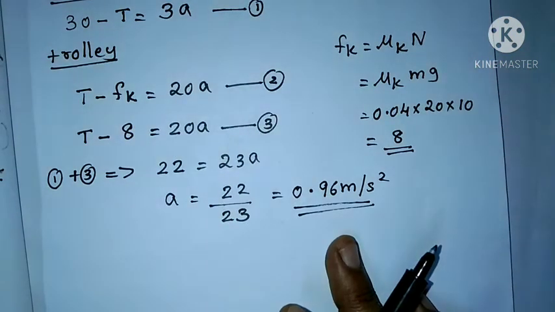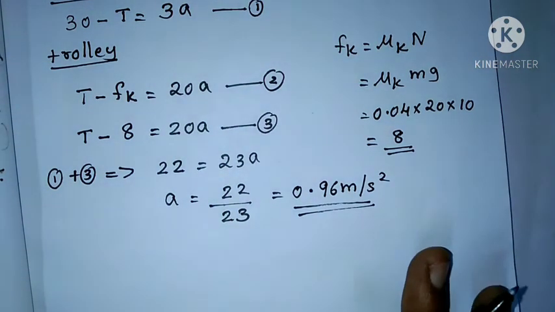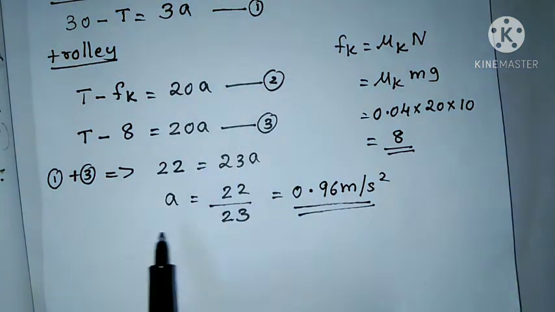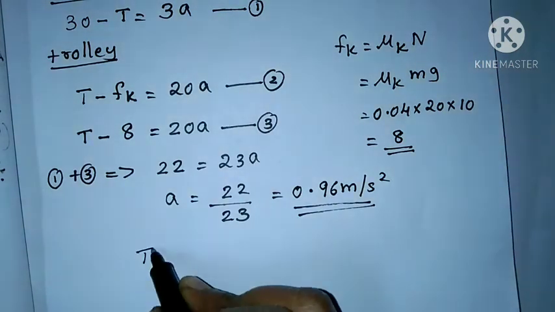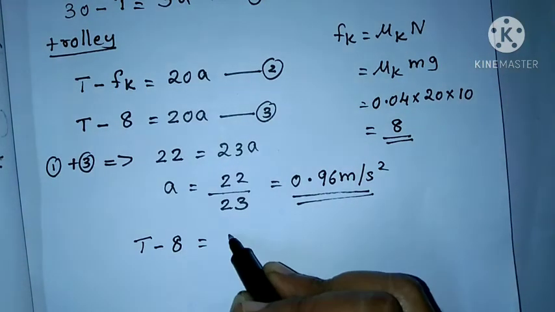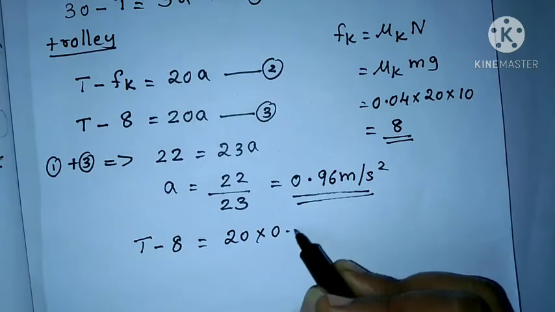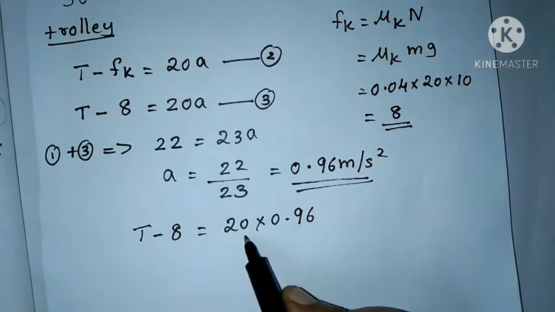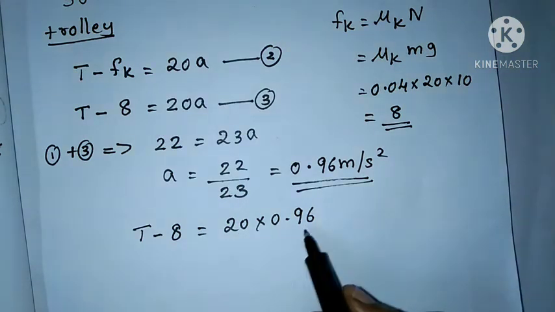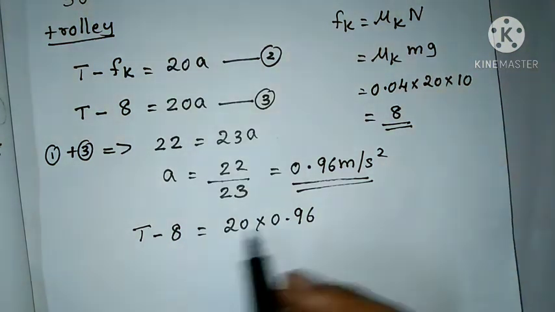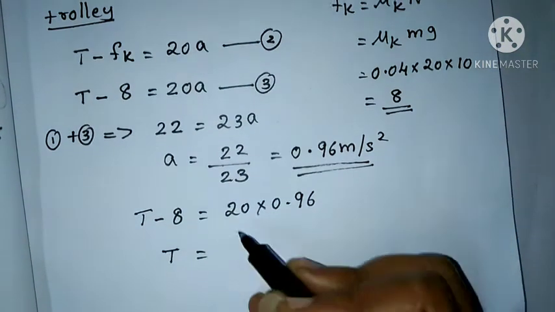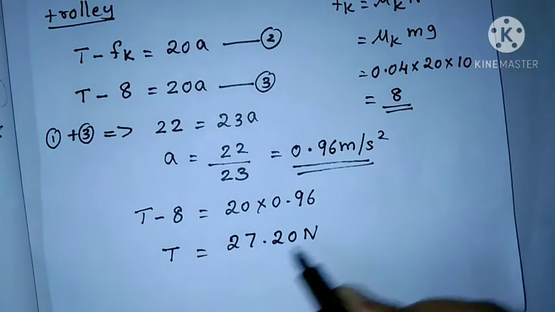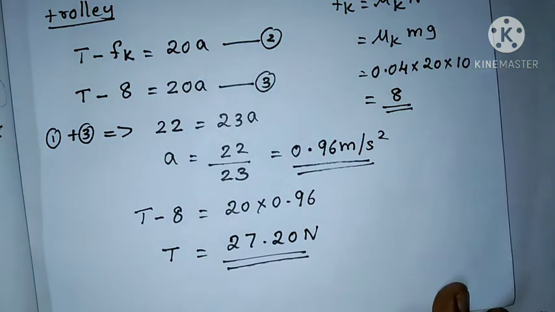Then you apply this value in any one of the equations and you should find the value of T. We can take the third equation because it is very easy for the calculation. So T minus 8 equals 20 into 0.96. When you multiply 20 into 0.96, then you add this 8. Then you will get the last answer: 27.20 Newton, isn't it? So this is the tension in the string.